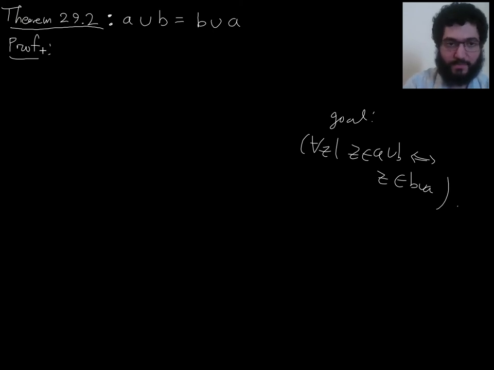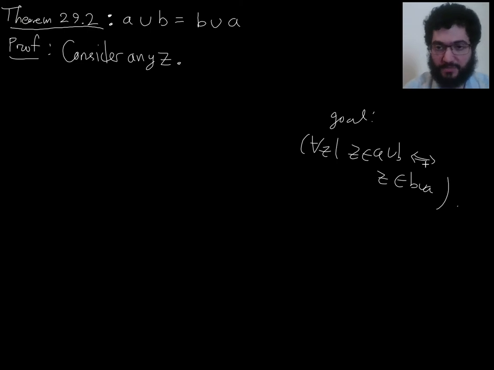So consider any z. And since I'm proving a double arrow here, I'm not going to say consider any z and then assume this side and then prove this side and then I'll be done. It's not like that. So that's why I'm not just saying consider any z in there. I'm not merging those first two sentences there like I usually do. I'm just saying consider any z, and z is arbitrary.